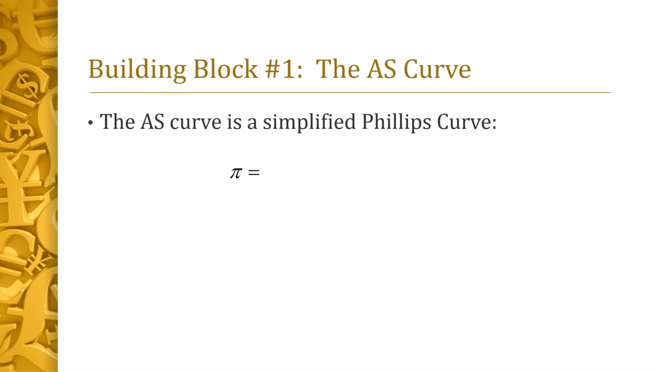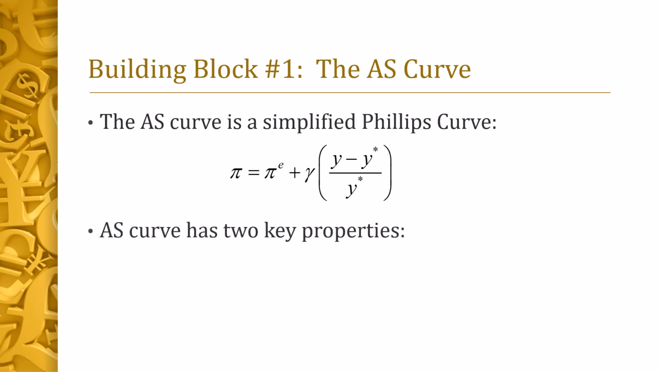The AS curve is a simplified version of the Phillips curve, in which inflation pi is the sum of two terms. The first is expected inflation, pi e. The second is a positive constant gamma times the output gap, the percentage by which actual output y exceeds potential output y star. The AS curve has two key properties.